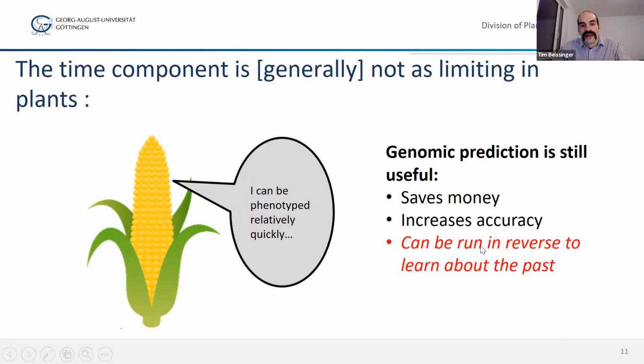And then lastly, and a lot of what my talk today is about, is the fact that we can actually run genomic prediction in reverse to learn about the past. And this, I think, is quite exciting, and hopefully by the end of the talk, I'll have everybody on board that this is a good idea. But before I tell you how we can use genomic prediction backwards, I want to tell you why learning about the past can be useful in a breeding context. Why is it that breeders should even think about yesterday instead of only think about tomorrow?